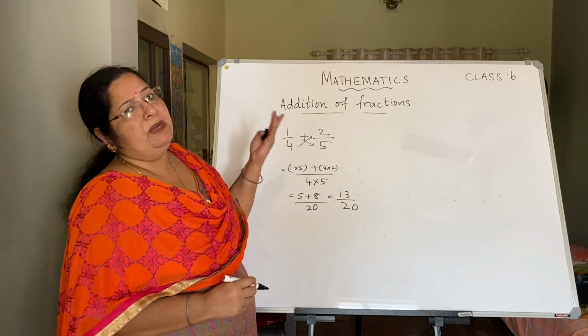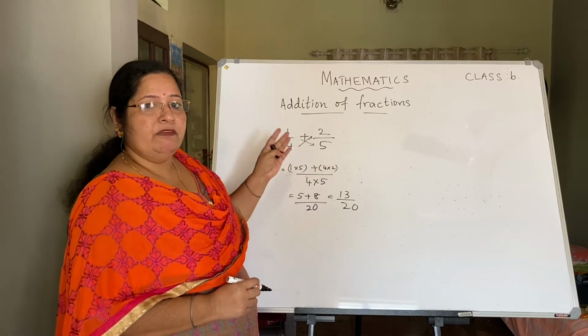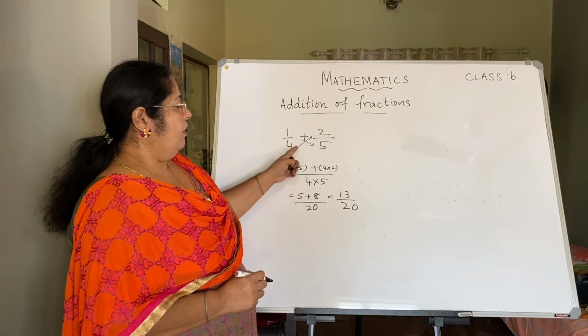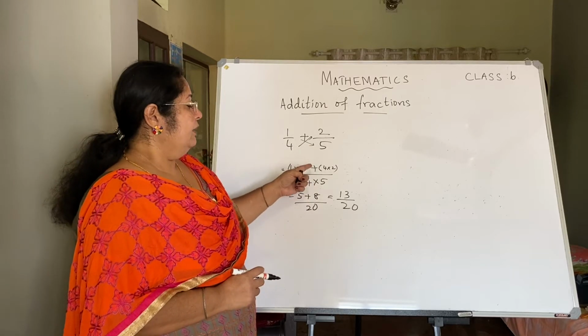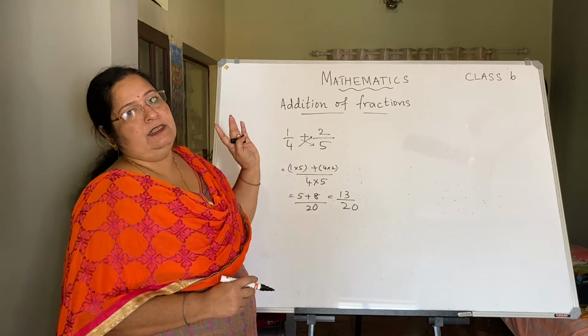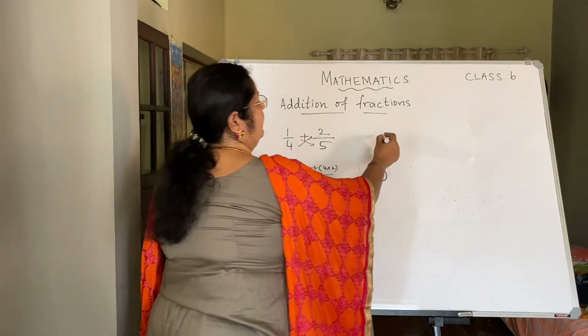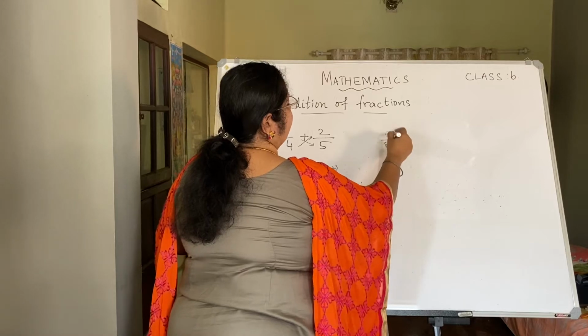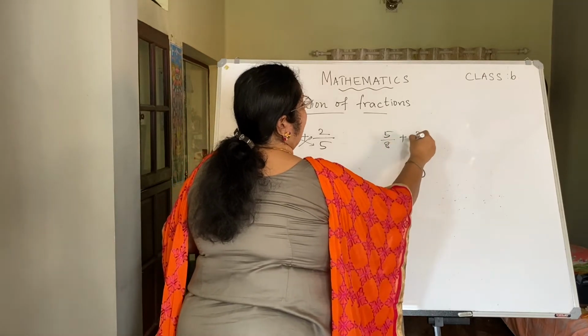Now this can be applied for like or unlike fractions. So what you have done, the denominator will be the product of the denominators and numerator will be the sum of the cross products. One more example. Suppose say 5 by 8 plus 2 by 7.